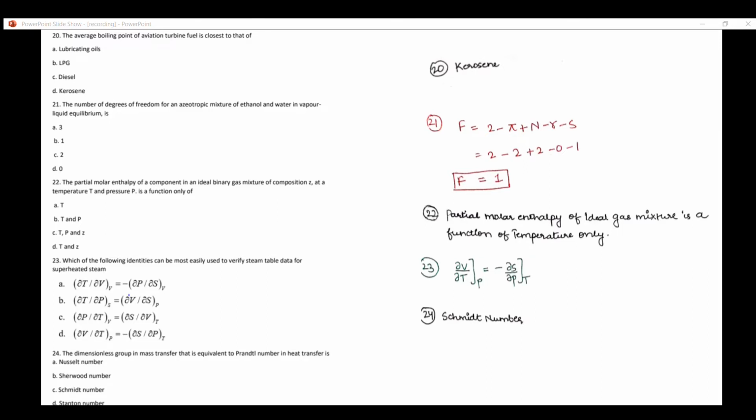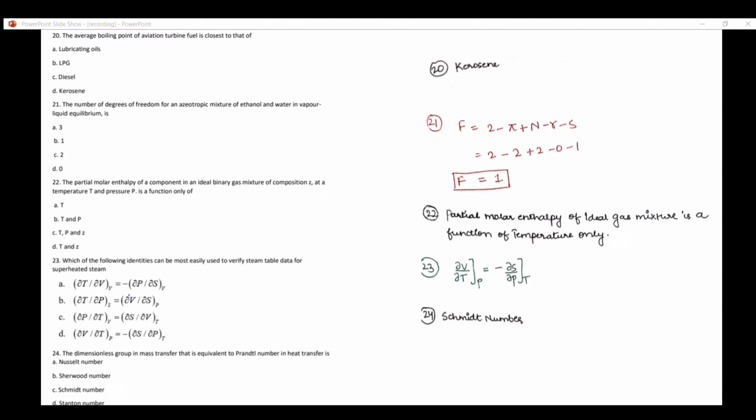Next, the partial molar enthalpy of a component in an ideal binary gas mixture of composition Z at a temperature T and pressure P is a function only of. So partial molar enthalpy is a function only of temperature. For this, we can refer to Gibbs theorem, which states that partial molar properties in an ideal gas mixture will behave as the molar properties of pure ideal gas. Therefore, the enthalpy would be function of temperature only.